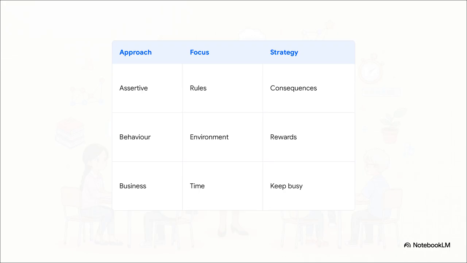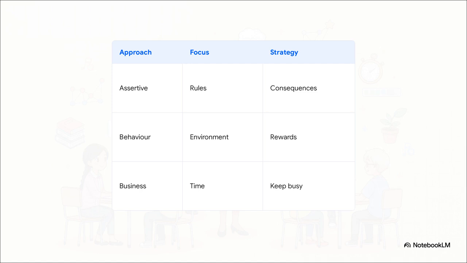Now contrast that with the behavior modification approach. This one relies on the idea that behavior is shaped pretty much entirely by the environment. So instead of focusing heavily on the root psychological cause, it uses an elaborate, systematic setup of rewards and punishments to reinforce the good habits and inhibit the bad ones.